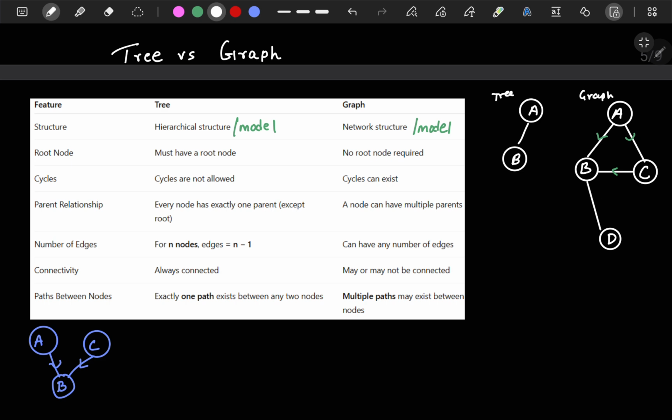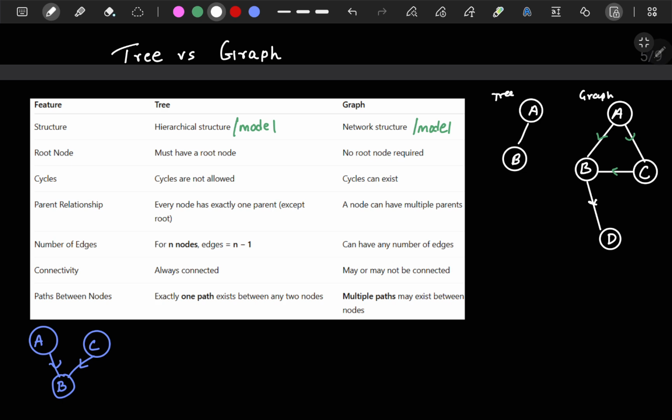Right. Now, let's give some direction also. Now this is a graph, right? And this is called a connected graph. Every node is connected to each other. Okay, every node is connected.